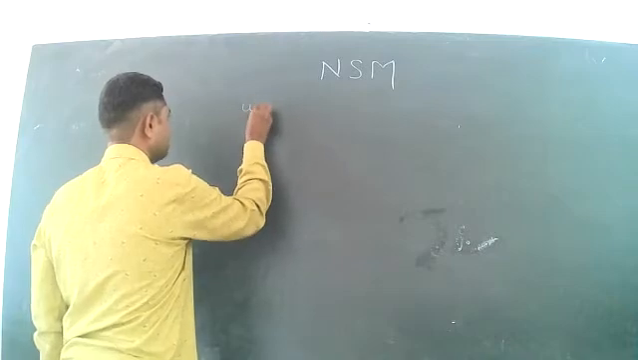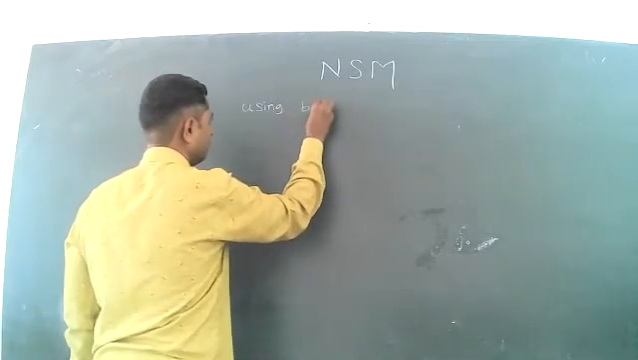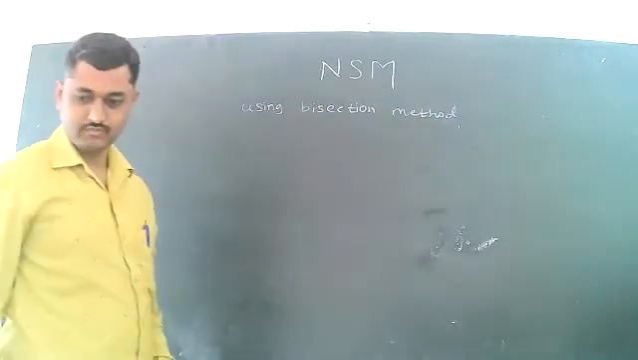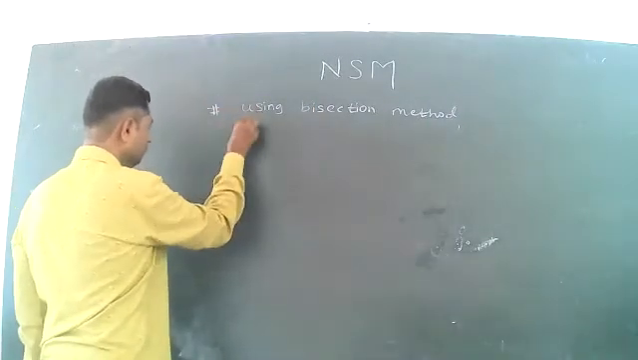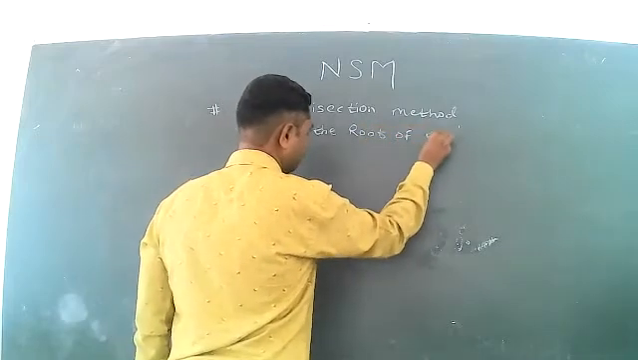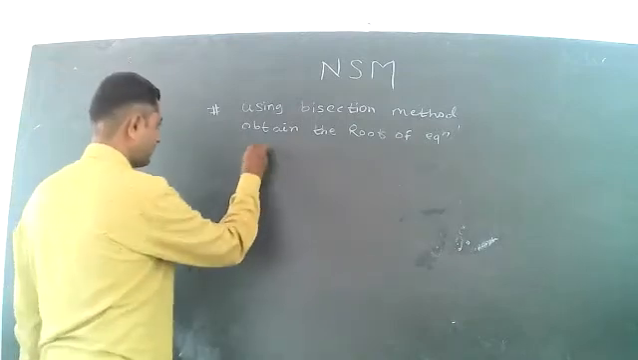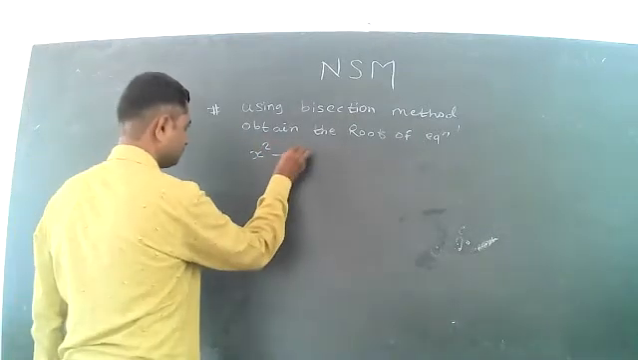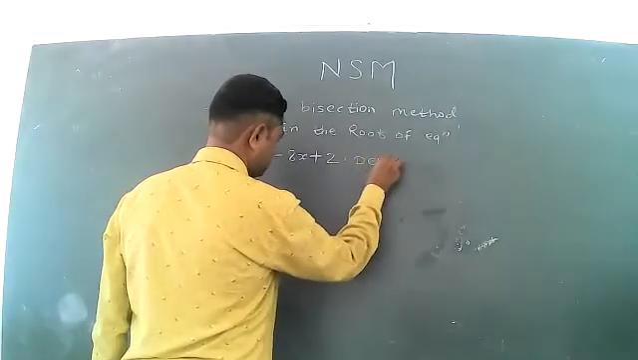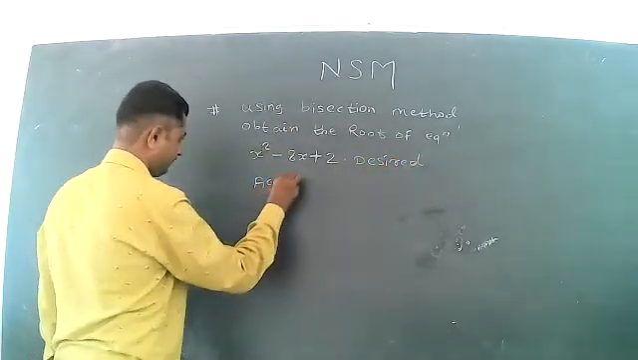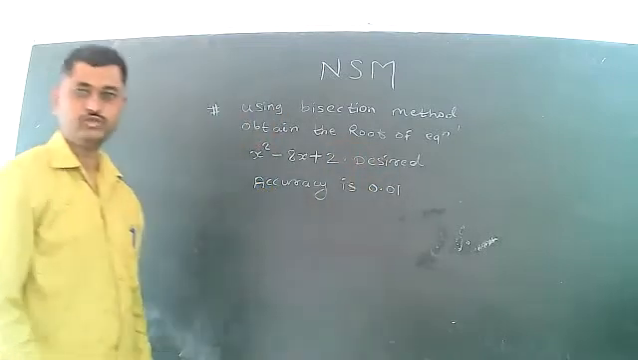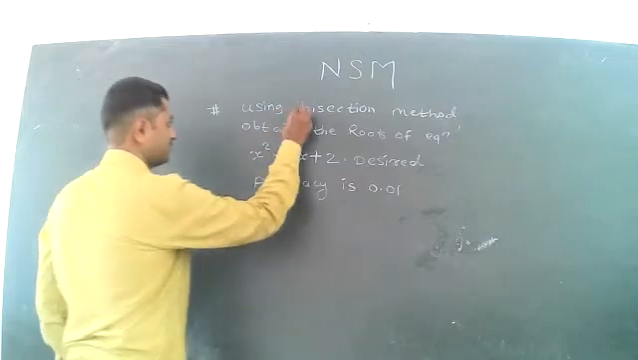The numerical is: using the bisection method, obtain the root of the equation. The equation is given as x square minus 8x plus 2. Desired accuracy is 0.01.